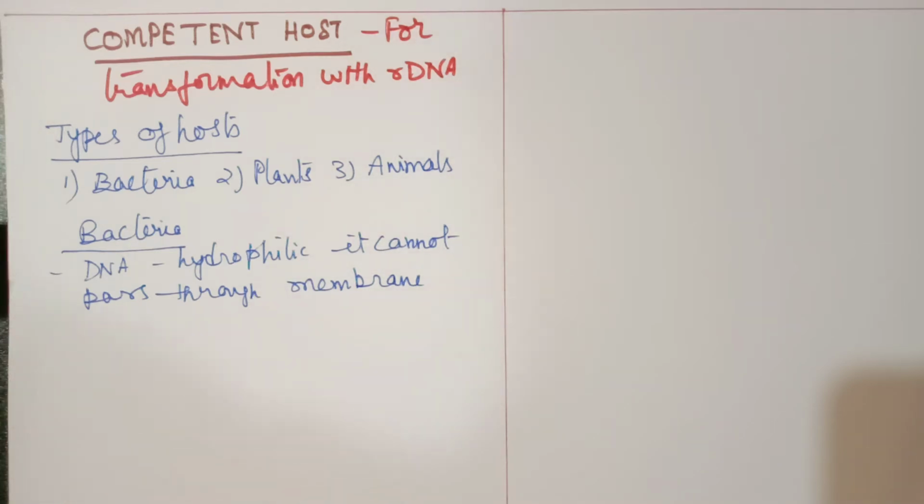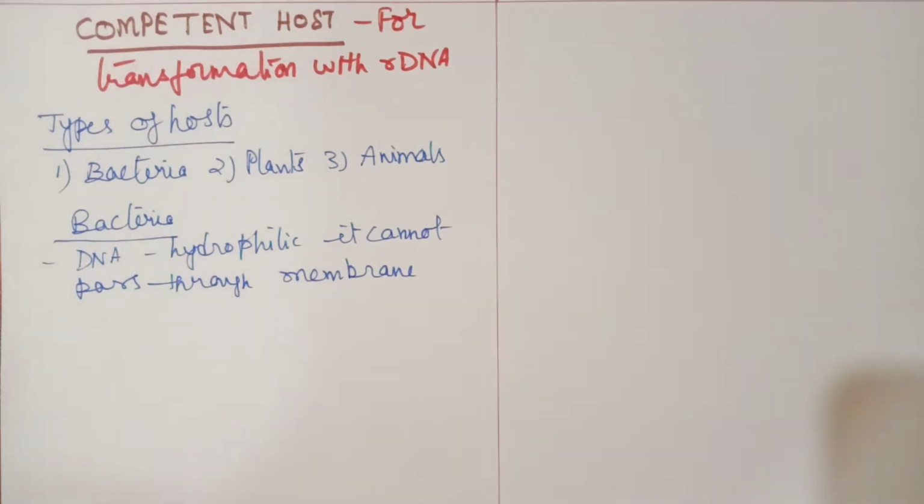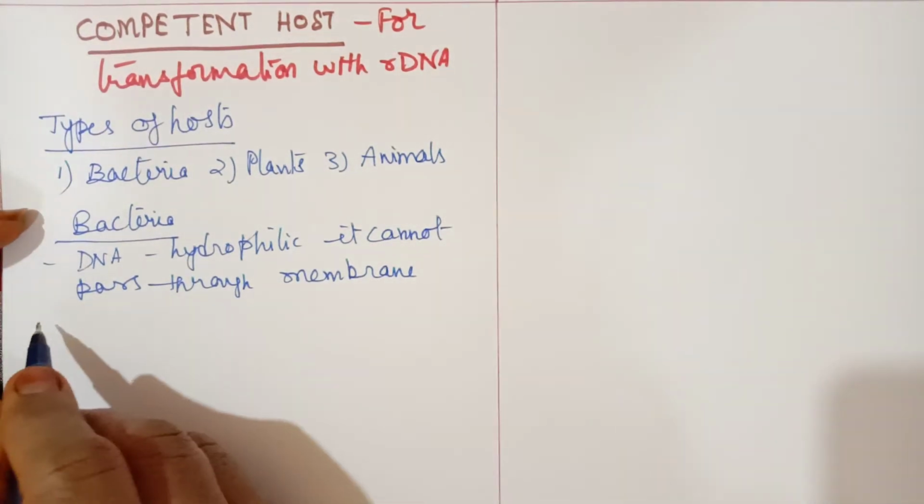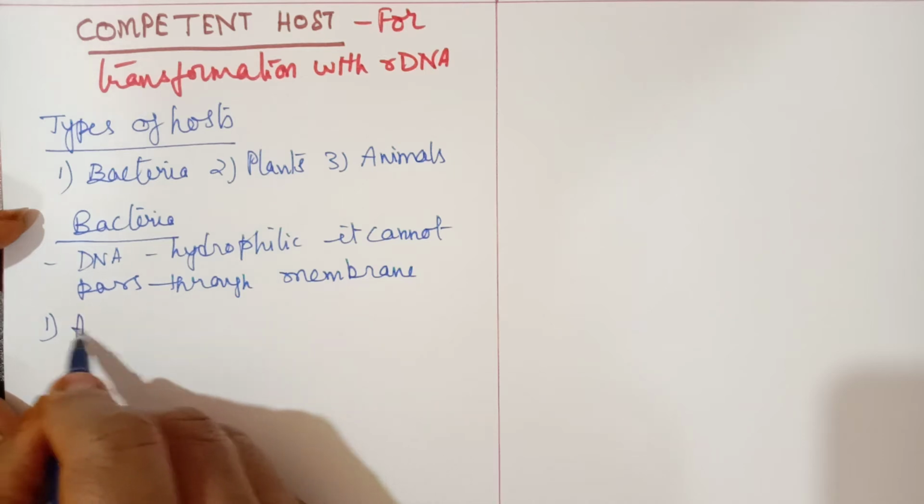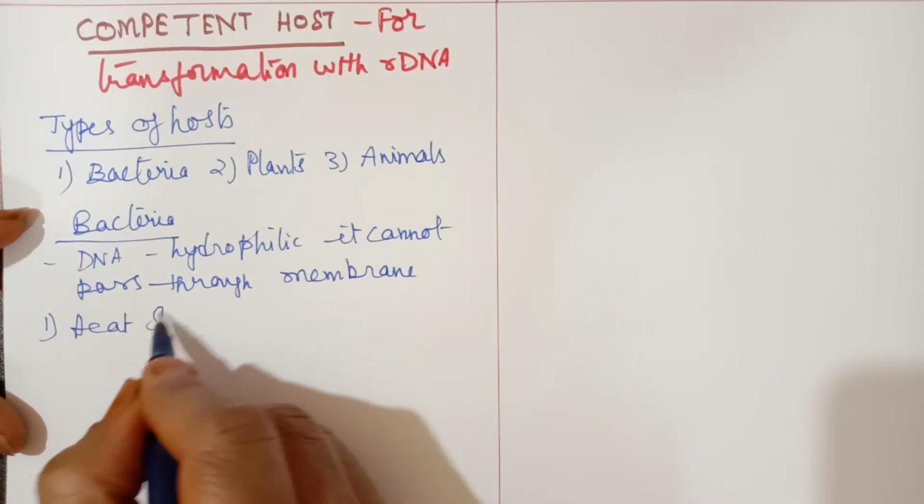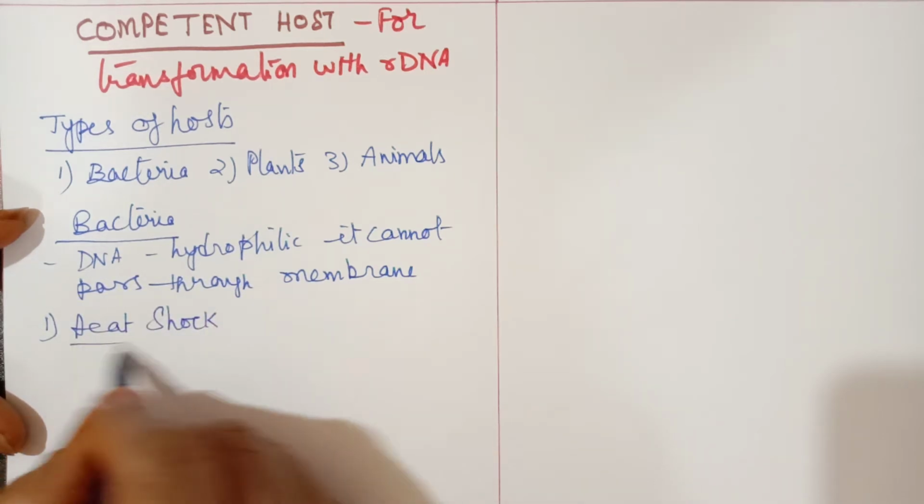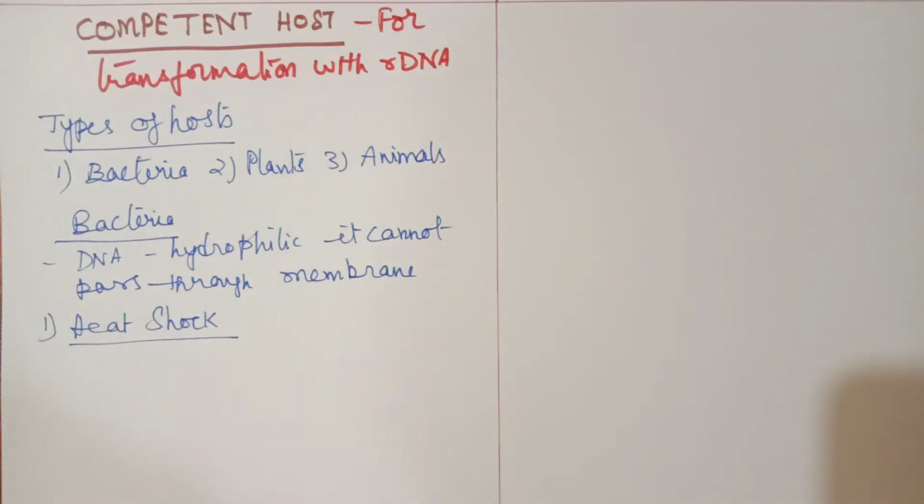So how can they be made competent? By a method. There are two methods I will discuss here. The first method by which they can be made competent is called the heat shock method.